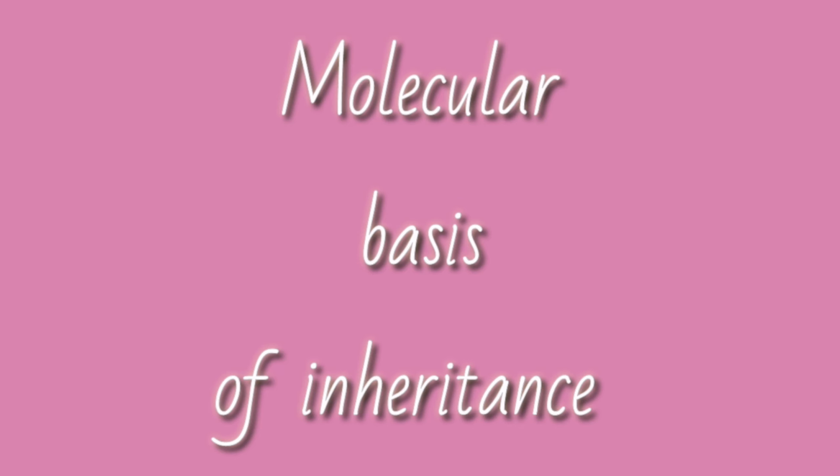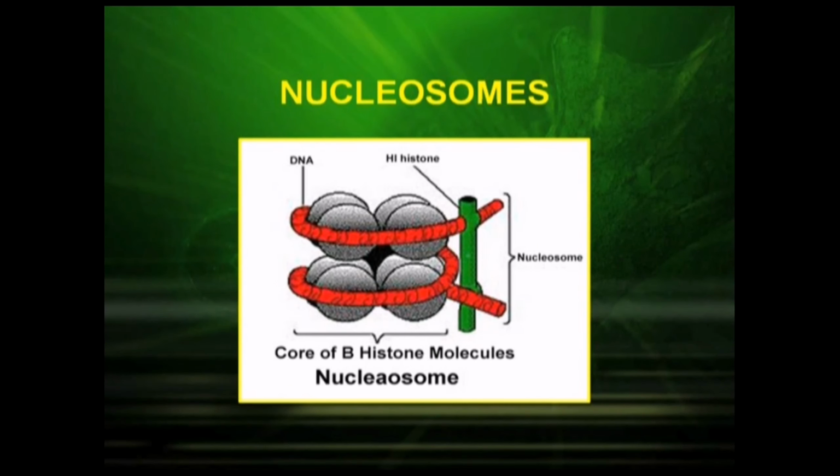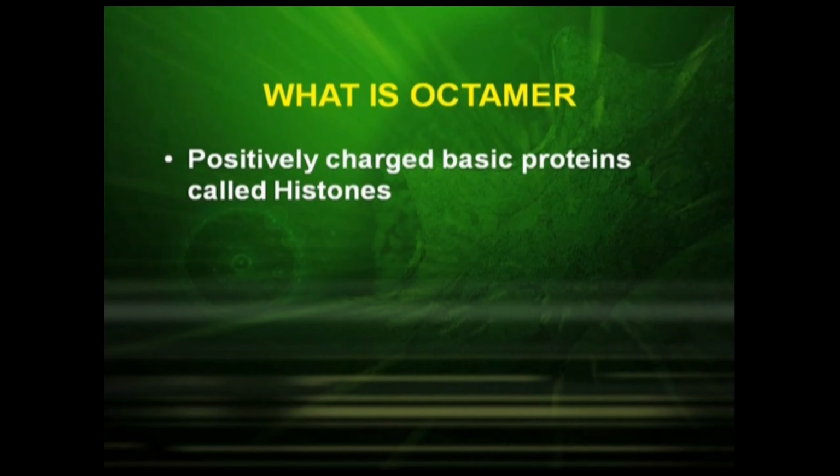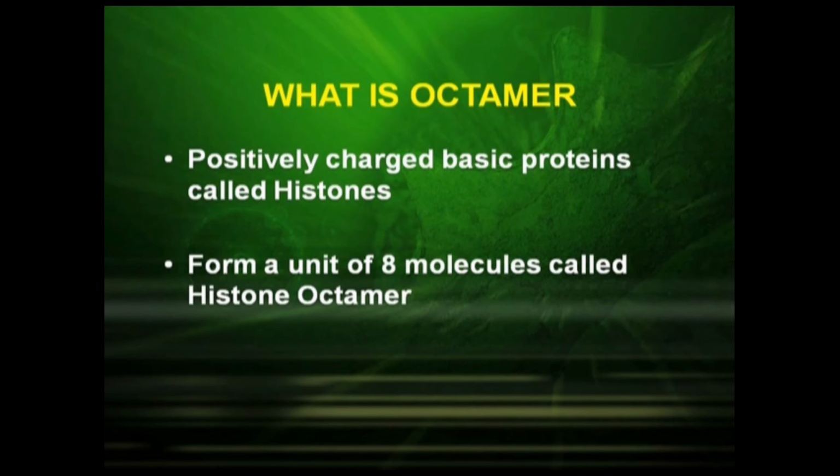Now it has been found that the DNA is packed in the cell in the form of nucleosomes. As you can see in the picture, the nucleosome contains 8 protein molecules, and that forms an octamer. Now let us go into detail on the structure of the nucleosome. Now what is an octamer? The octamer is made up of 8 histone protein molecules.